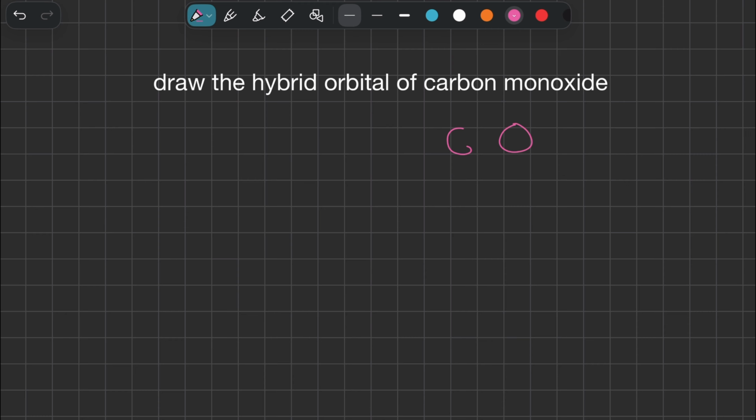And so first we should get our valence electrons so that we can create our Lewis dot structure. So carbon has 4 valence electrons and oxygen has 6 valence electrons. And since we only have 1 carbon and 1 oxygen, we could just add these directly together to get 10 valence electrons. So now that we have our valence electrons, let's create our Lewis dot structure.